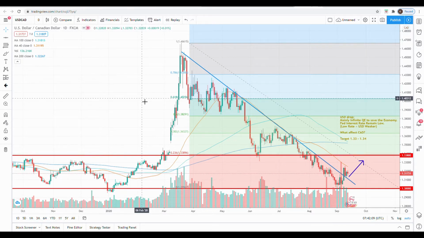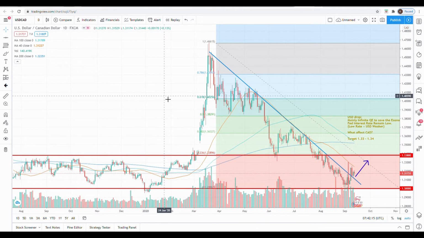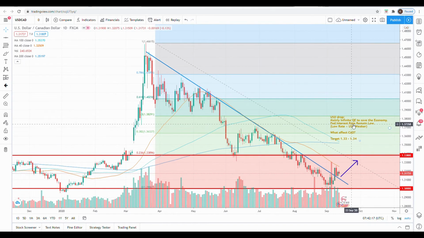As we know, if you compare to other currency pairs, the US dollar has not been doing very well. Mainly it's due to infinite QE, a lot of money printing pumped into the economy to save the economy due to this pandemic. Second, the Fed decided to keep the interest rate low, as most investors know there's no way they're going to hike the interest rate. So when interest rate is low, USD will be weaker. So why do I choose USD against Canadian for this pair?